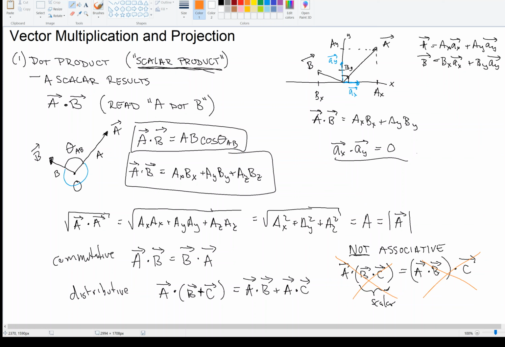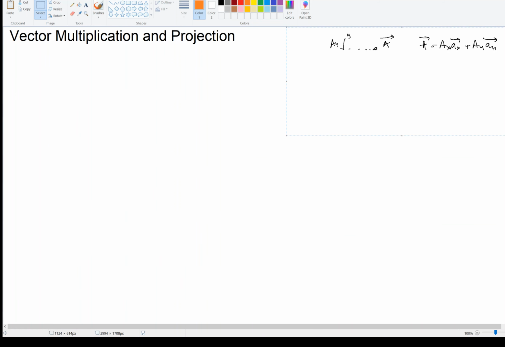Remember, we started this video saying that there are two ways of multiplying vectors. That's one way, called the dot product. Now we're going to move on to the second way. I'm going to erase this. Again, feel free to pause the video before I erase that. So here's the second way, and the second way is called the cross product.